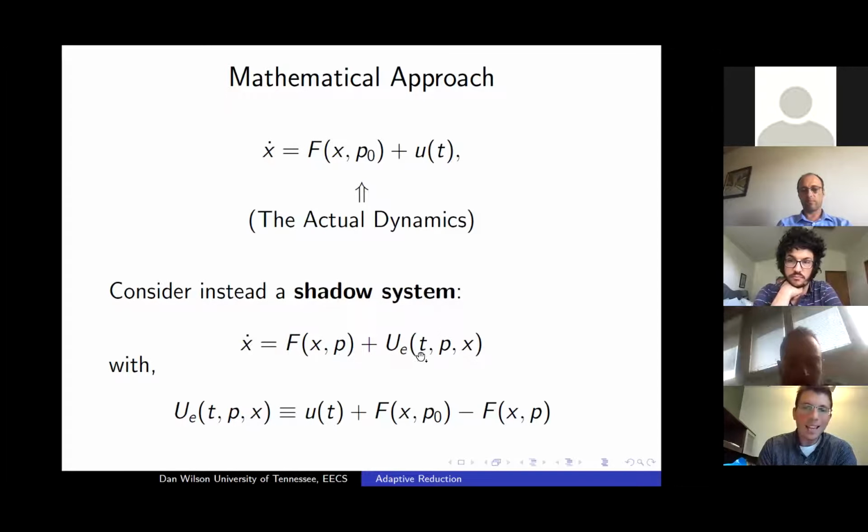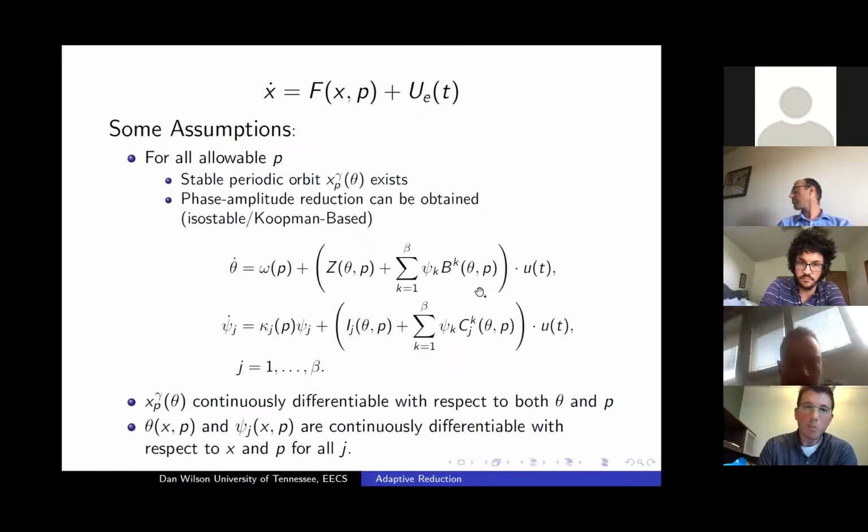And then to that, we're going to add this effective input, which is just everything else, so that this shadow system and the actual system dynamics are exactly the same. It's just that in this case, u_E is this effective input, which is different from the nominal input that's being applied at a given moment. So just some assumptions before we continue this derivation.